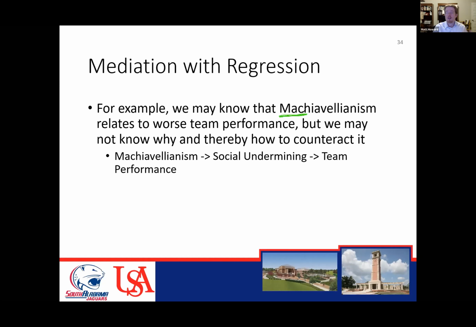They're more covert with their actions, so it's much harder just to get rid of a Mach. Instead, we might want to determine why a Mach leads to worse team performance. It could be due to their social undermining behaviors, their sneaky behaviors where they intentionally try to make their teammates look worse so they look better. Since we know that Machs are active social underminers, we could use certain procedures to make sure they don't have a lot of power to social undermine.